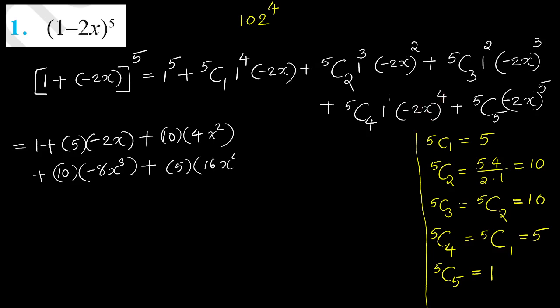16x raised to 4. Minus 1 raised to 5 is 1... no, minus 1 raised to an odd number will be minus. Minus raised to an odd number will be minus. 2 raised to 5, I don't want to discuss it. 2 raised to 5 you will get 32. You can check it.